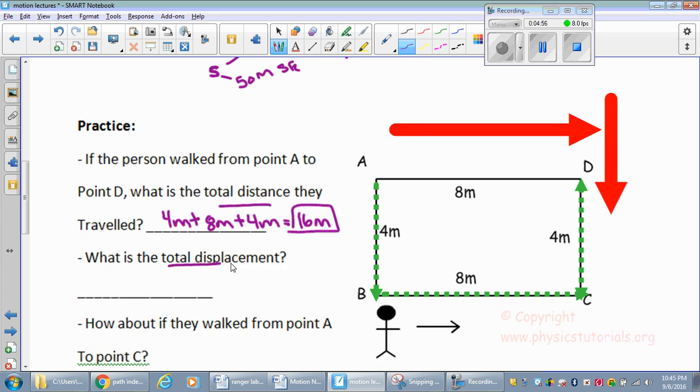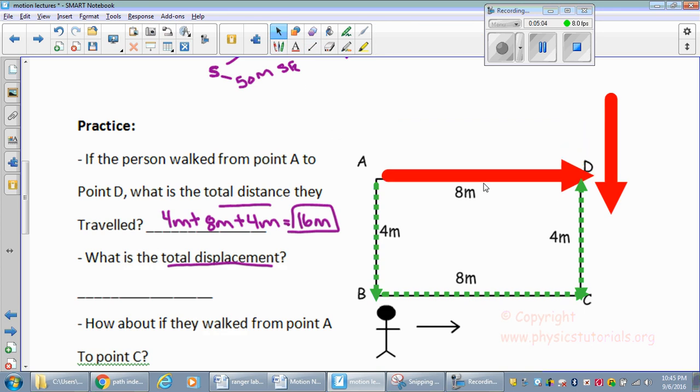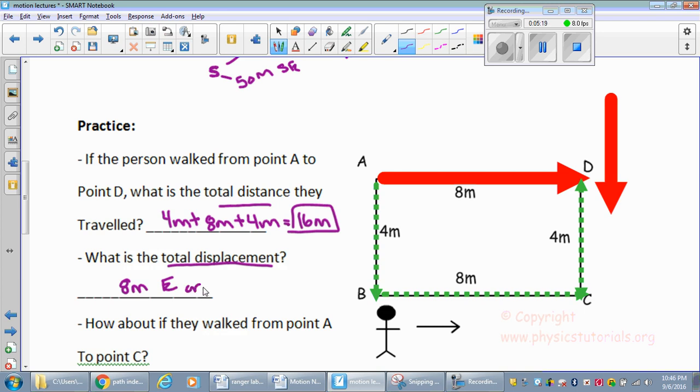Now we're looking at the displacement. We're looking at the straight line, right? Straight line. So how would I get from A to D in a straight line without having to make any turns? Boom, just like that. So my displacement would just be the simple straight line path from A to D. That's going to be 8 meters. And 8 meters what? To the east, right? 8 meters east. Or you could say 8 meters to the right. Okay, either way is fine.